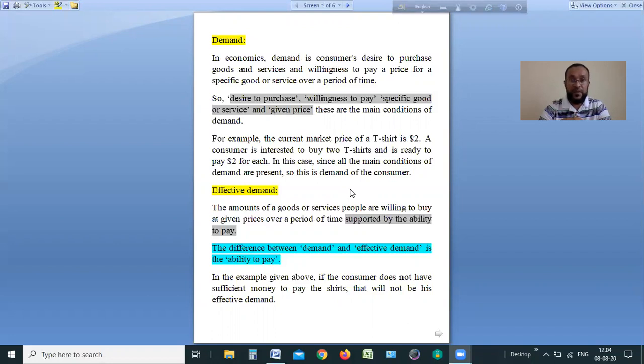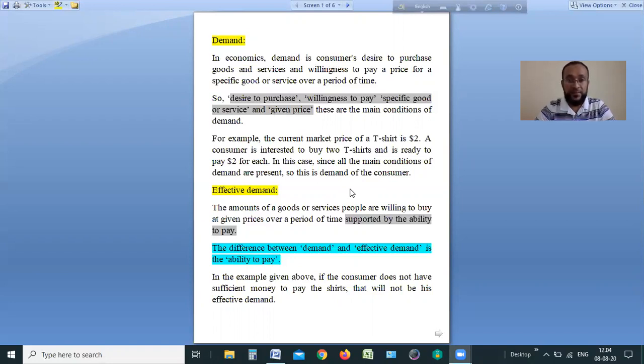So let's explain this example. Say for example, the current market price of a t-shirt in a particular market is $2. A consumer is interested to buy 2 t-shirts and is ready to pay $2 for each. In this case, since all the main conditions of demand are present, this is the demand of the consumer. What are the conditions? Here, the specific good is a t-shirt, the consumer has a desire to purchase it, and he is also ready to pay for it, and the price is also given. All right, $2 per shirt, so it is given. So this is the demand.